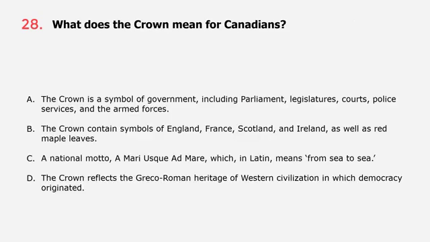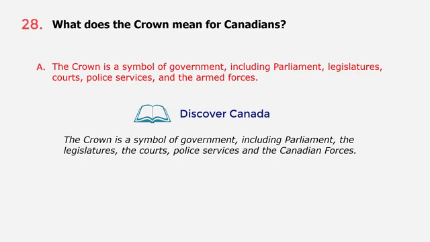Question 28. What does the Crown mean for Canadians? A. The Crown is a symbol of government, including parliament, legislatures, courts, police services, and the armed forces. B. The Crown contains symbols of England, France, Scotland, and Ireland, as well as red maple leaves. C. A national motto, A mari usque ad mare, which, in Latin, means from sea to sea. D. The Crown reflects the Greco-Roman heritage of Western civilization in which democracy originated. The answer is A. The Crown is a symbol of government, including parliament, legislatures, courts, police services, and the armed forces.